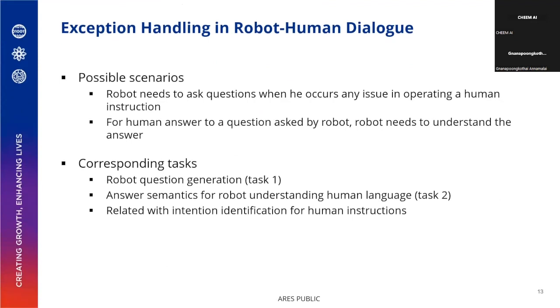So the possible scenarios with exception handling contain 2 parts. One is that the robot needs to ask questions when it encounters any issue in operating or human interaction, and the other one is for the human to answer a question asked by the robot. The robot needs to understand the semantics of the human utterance. So the corresponding task contains 2 parts. The first task is robot question generation. The second one is answer semantics for robot understanding of human language. The second one is related to our previous work, the intention identification to understand the human interactions, because the 2 share similar representation formats.